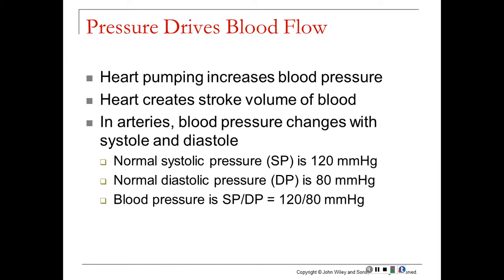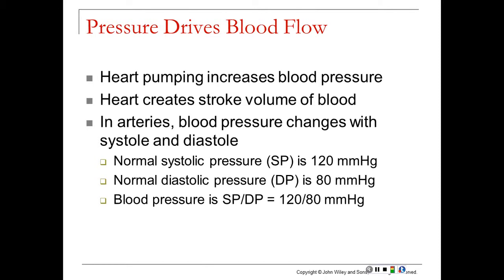So the heart pumping is going to increase the blood pressure. The heart creates that stroke volume of blood, right? That's the amount of blood being pumped out. Within the arteries, the blood pressure is going to change between the systole and diastole. So in other words, your blood pressure actually varies within that cardiac cycle.